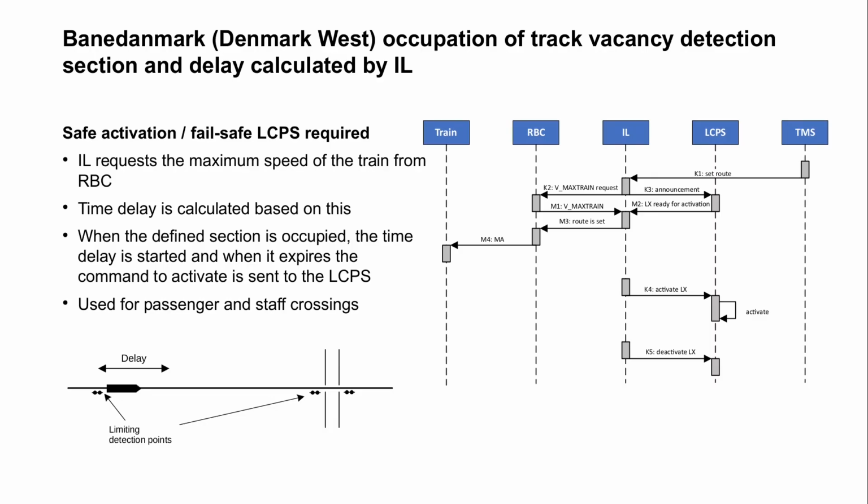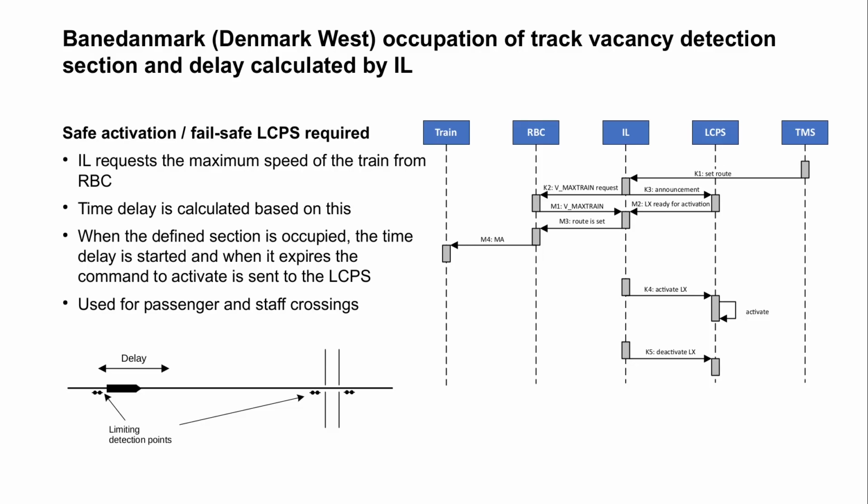Banedanmark has a second solution that is used to activate the fail-safe passenger and staff warning systems. The activation is based on the track vacancy detection and thus on conventional trackside hardware, but there's no additional trackside hardware necessary because a delay time is used, which at some level crossings also depends on the reported maximum speed of the train. First, the TMS commands the interlocking to set the route over the level crossing. The interlocking then requests the maximum speed of the approaching train, Vmax train, from the RBC, and at the same time it sends the announcement for activation to the LCPS.